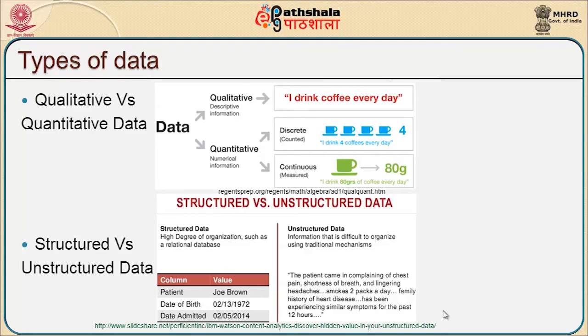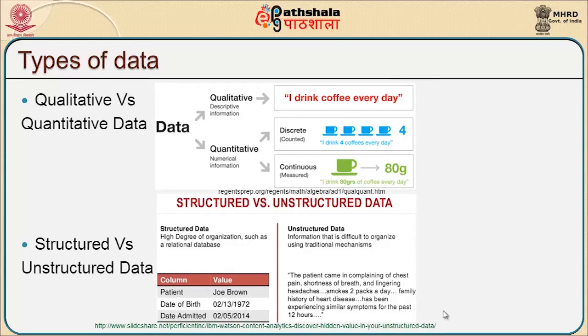It could be discrete information or continuous information. As continuous information I can say I take 80 grams of coffee every day, which is a measured value, so how much I take as an input. So quantitative data provides us with numerical information, whereas qualitative data provides us with descriptive information.